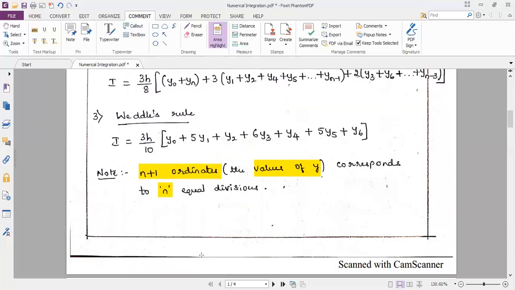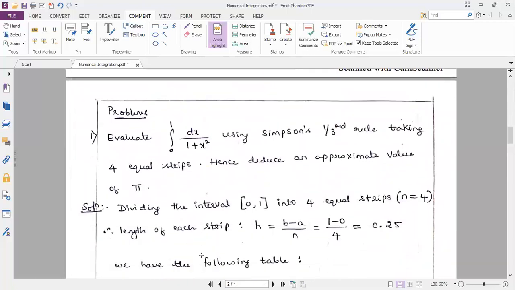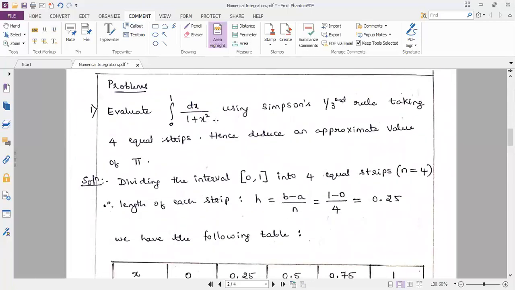We will see problems in numerical integration. Firstly, evaluate integral 0 to 1 dx divided by 1 plus x square using Simpson's 1/3 rule, taking 4 equal strips. Hence, deduce an approximate value of pi. Now, firstly, we divide the given interval 0 to 1, the lower and the upper interval in the integration. So, divide the given interval 0, 1 into 4 equal strips. So, n is equal to 4 here.